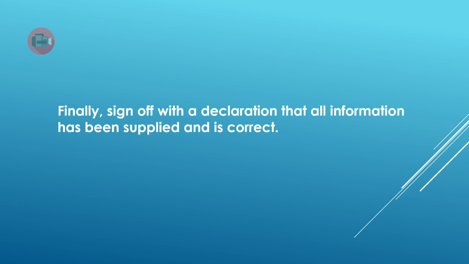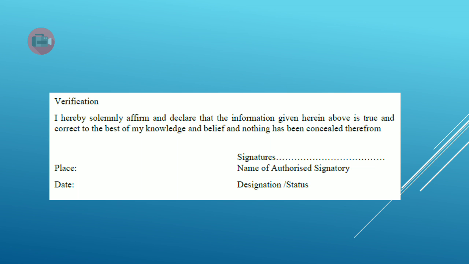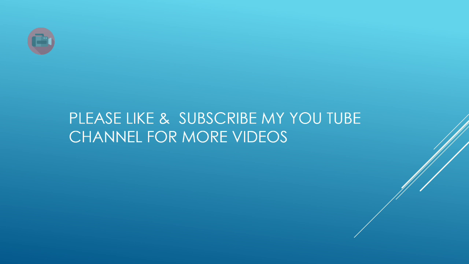Finally, sign off with a declaration that all information has been supplied and is correct. And this is the verification part. I believe that the information given in the above form is true and correct to the best of my knowledge. Then you have to enter the name of the authorized signatory, date and place. Then finally your return will be filed, and it will be declared. And this is the total process of how to file GSTR 2.